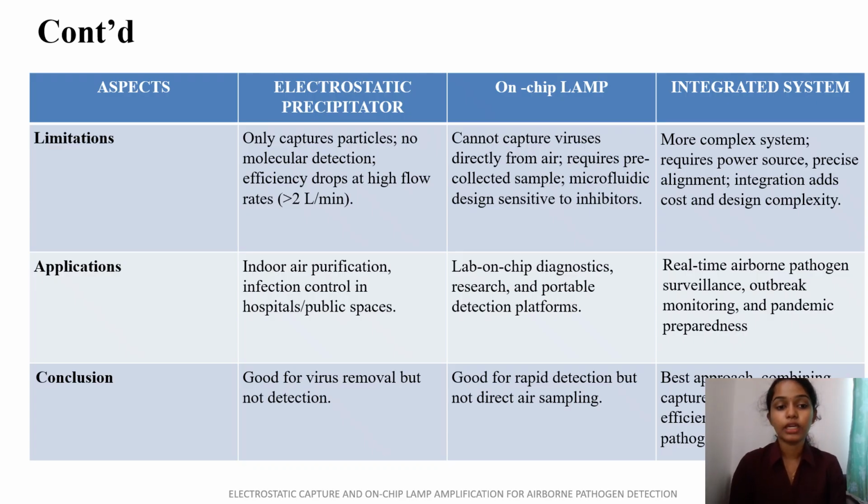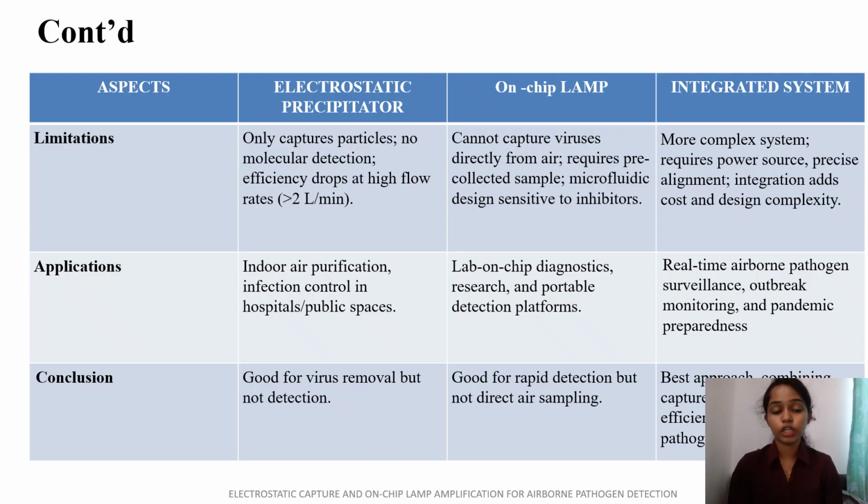Electrostatic precipitators can be used in indoor air purification, infection control in hospitals, public spaces, etc. And on-chip LAMP can be used in lab-on-chip diagnostics, research, and portable detection platforms. And the integrated system, in real-time airborne pathogen surveillance, outbreak monitoring, and pandemic preparedness.